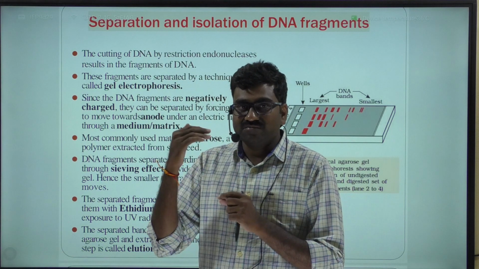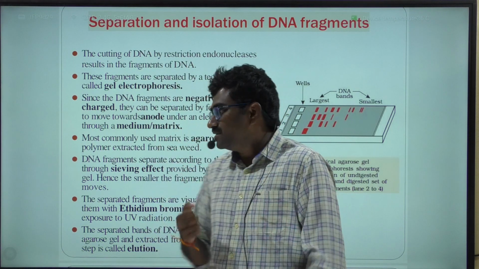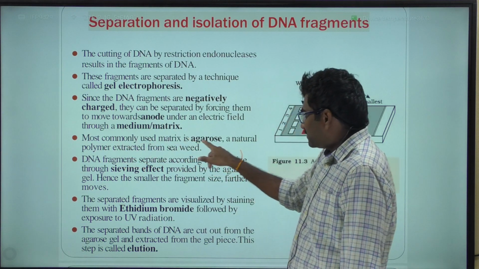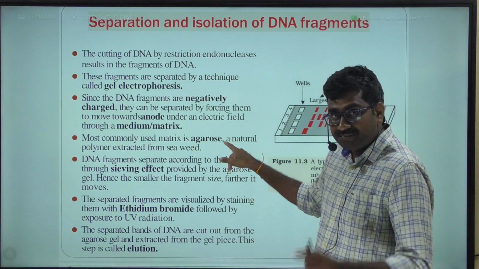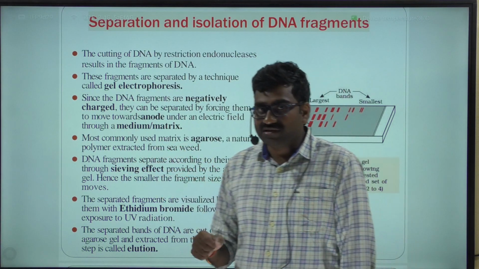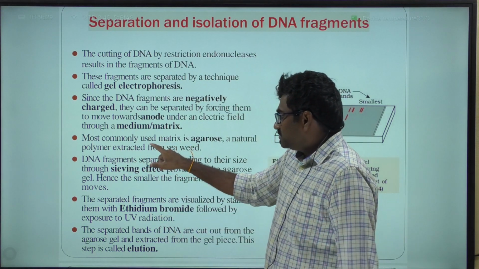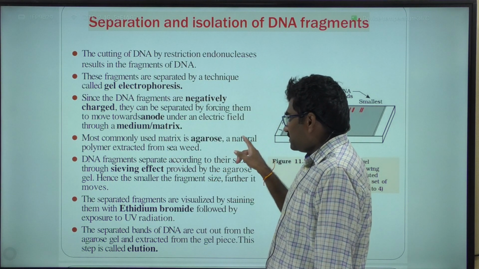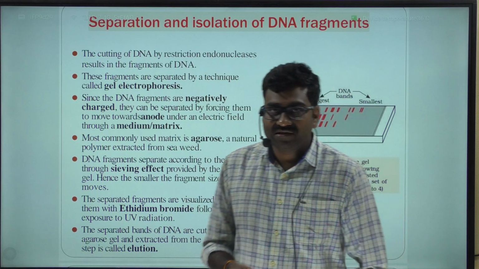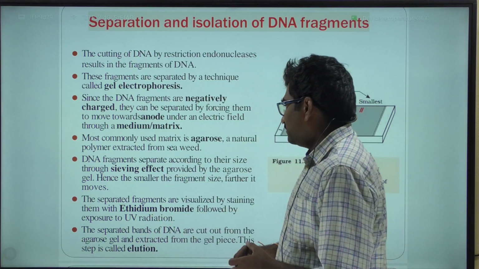Okay, smaller fragments move very easily and very fast. So here the most commonly used matrix is agarose, which is a natural polymer extracted from seaweed. It is a previous NEET question. So the most commonly used matrix is agarose, a natural polymer extracted from seaweed. That seaweed is nothing but red algae, Gelidium and Gracilaria.